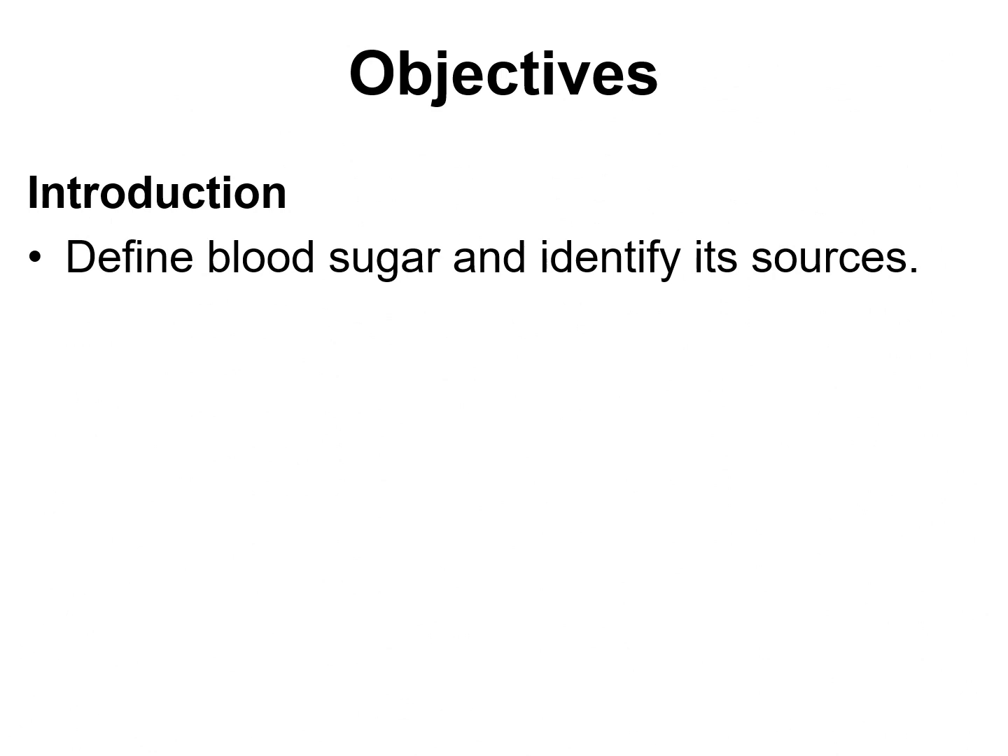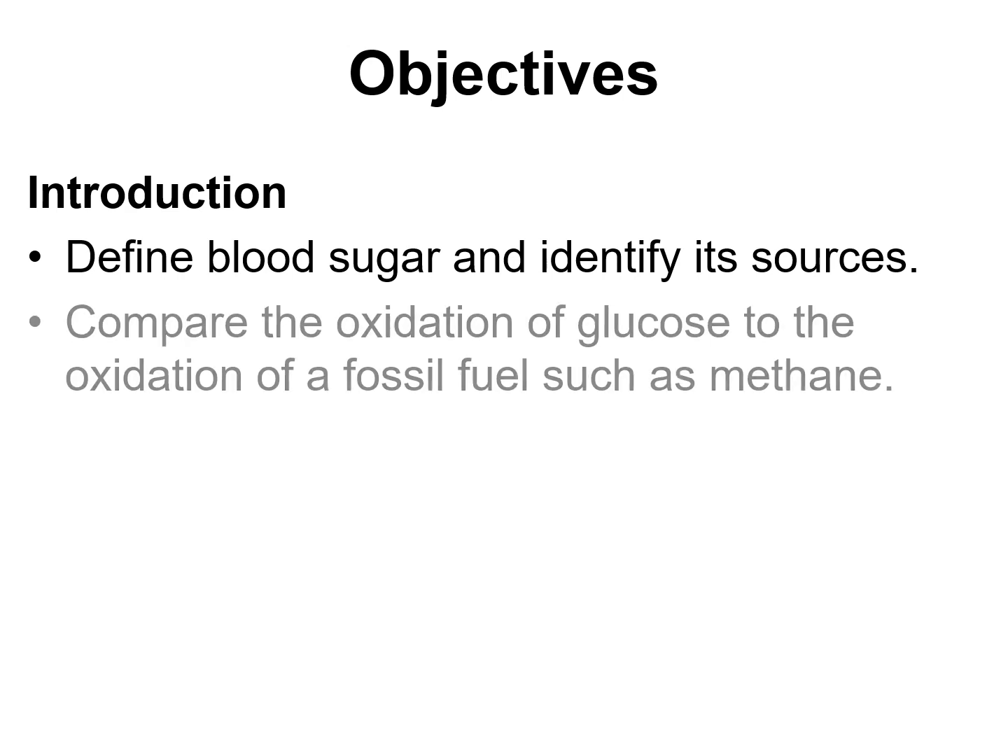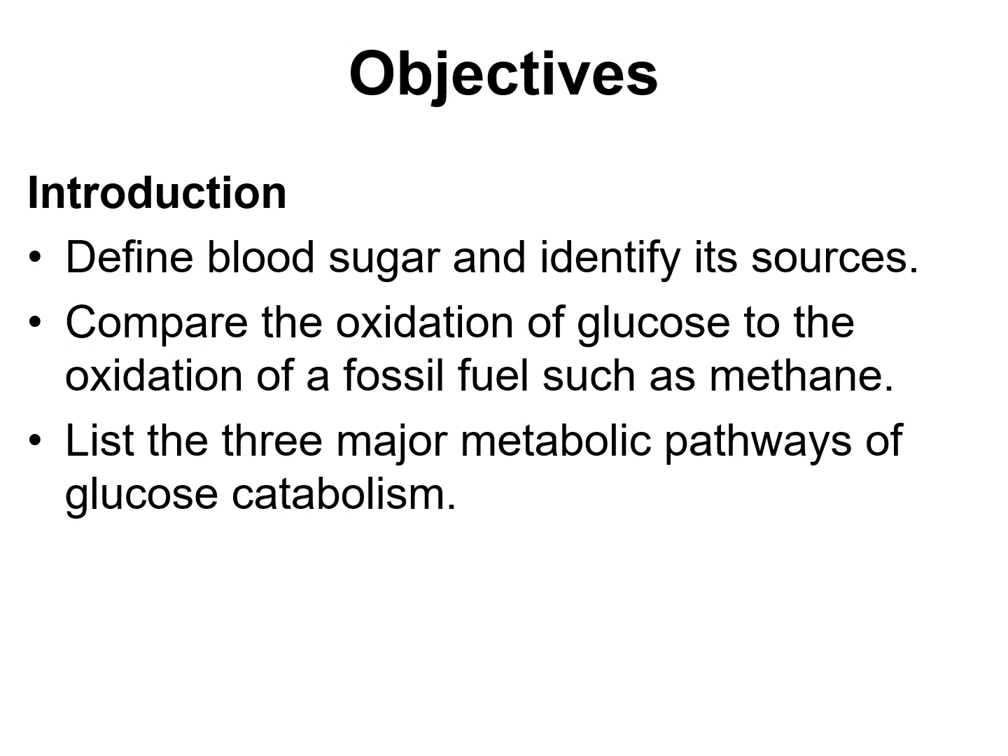Before ending the screencast, let's review the learning objectives. Define blood sugar and identify its sources. Compare the oxidation of glucose to the oxidation of a fossil fuel such as methane. And number 3, list the 3 major metabolic pathways of glucose catabolism.